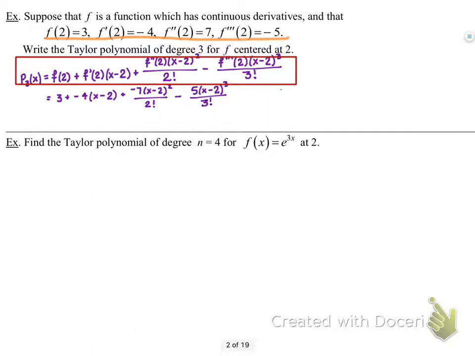Okay, there. See, it doesn't have all that stuff. So we actually have to go in and calculate all of these derivatives. Ugh.